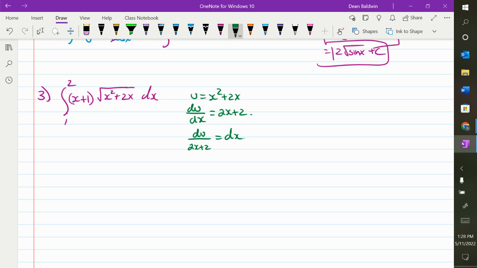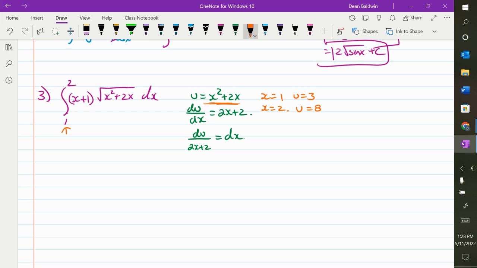Okay, what else do you have to do because it's a definite integral? You have to evaluate it at the end, but you have a choice. Remember, you can change the interval to your u values. That's the way I'm going to do it here. So when x is equal to 1, if I put that into this equation, what does u equal? 3. u is equal to 3. Does that make sense? Okay. Then when x is equal to 2, u is equal to 4 plus 4, which is 8.